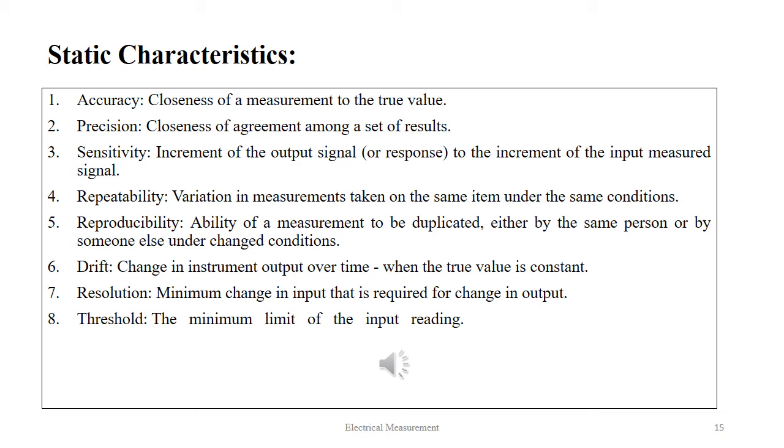Principally, there are 16 static criteria: accuracy, that measures closeness of a measurement of any true value; precision, closeness of agreement among a set of results; sensitivity, increment of the output signal to the increment of the input measured signal; repeatability, variation in measurements taken at the same time under the same conditions; reproducibility, ability of a measurement to be duplicated either by the same person or by someone else under changed conditions; drift, change in instrument output over time when the true value is constant; resolution, minimum change in input that is required for change in output; threshold, the minimum limit of the input reading.